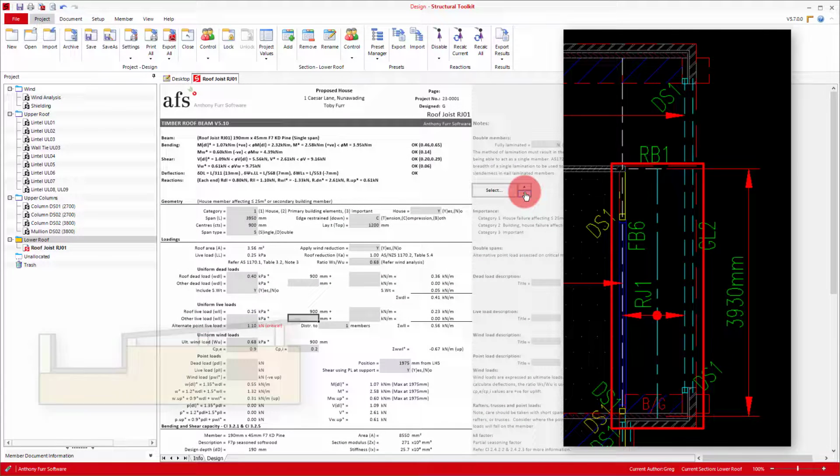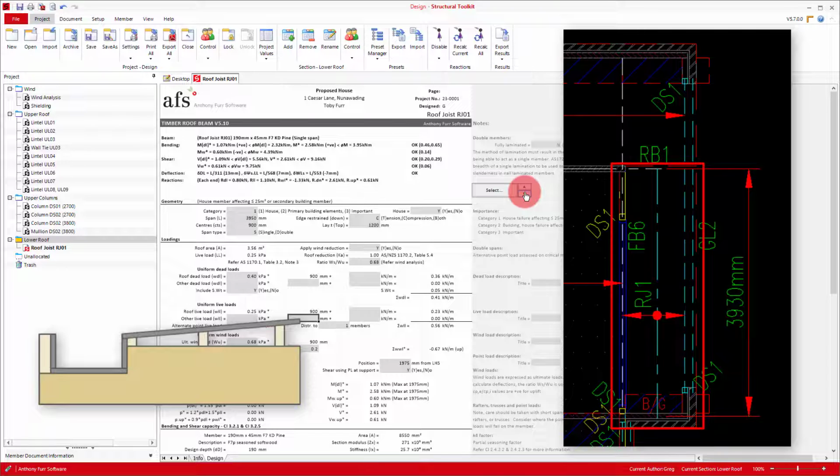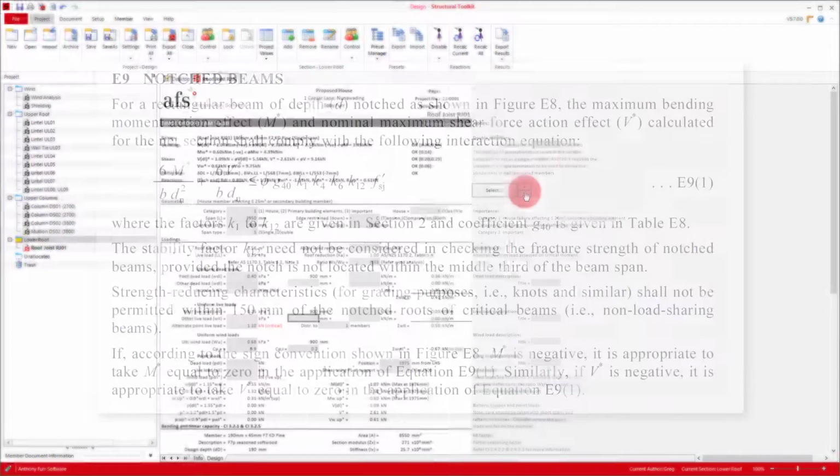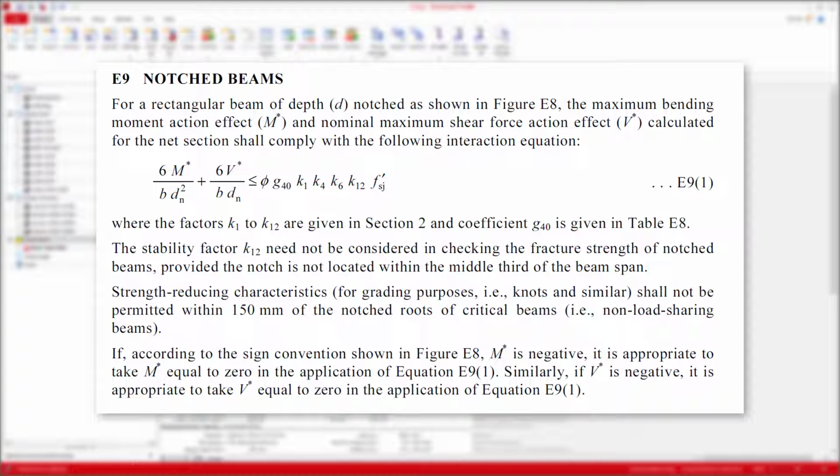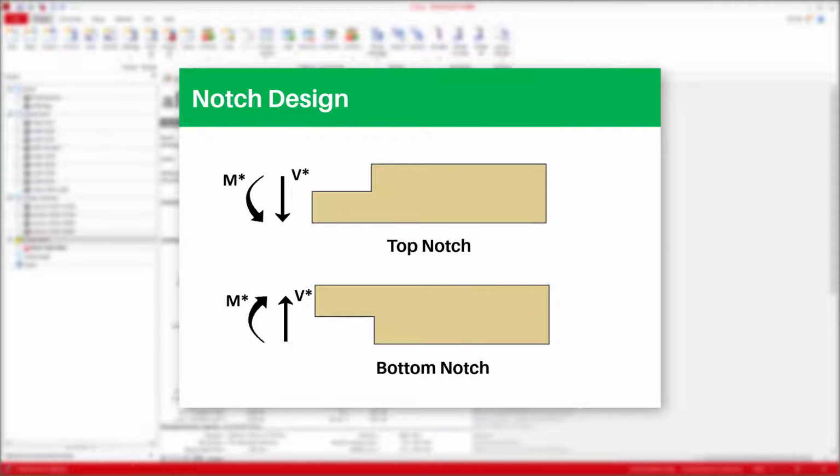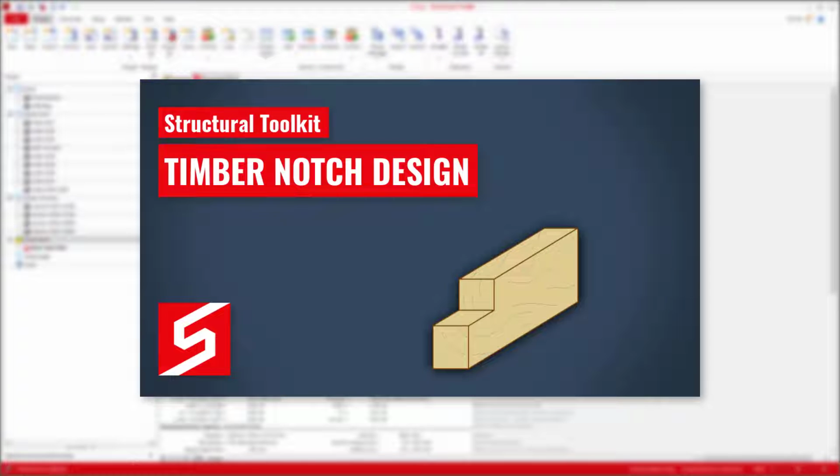What's typically done here is the end of the roof joist will be notched down to 150 along the width of the box gutter. AS 1720 provides some design guidance for notching a timber beam in Appendix E9. Though an important distinction to make here is that the design capacity is for when there is a downward shear force and the notch is on the top of the beam, or vice versa. The idea here is likely due to the failure mechanism being calculated for, that is, the fracture of the beam at the notch interface. We talk about this more in our timber notch design video.